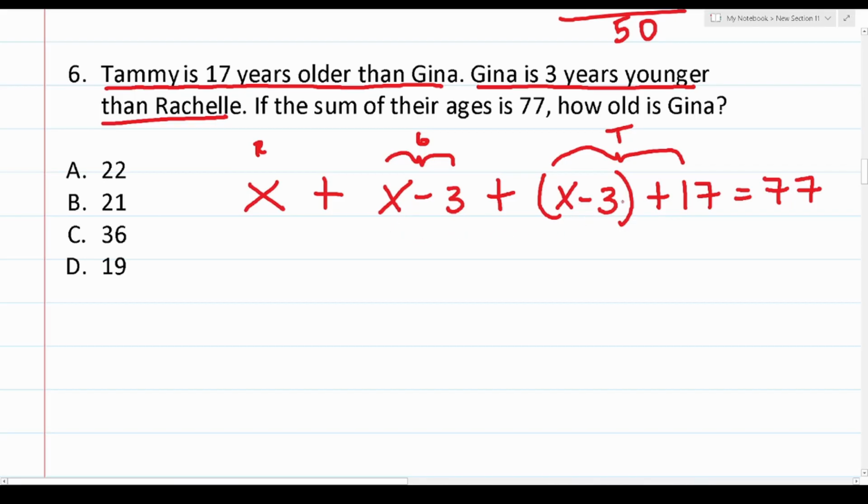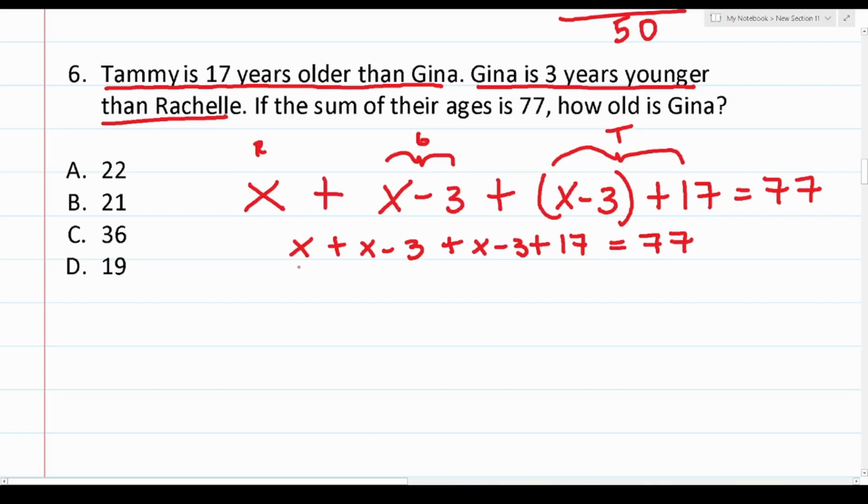I just put those parentheses there for emphasis. We can actually remove them now if we want. So let's just go ahead and simplify this. Again, I'm just going to remove these parentheses as my first step, but you can skip that if you want. We have X plus X minus 3 plus X minus 3 plus 17 equals 77.